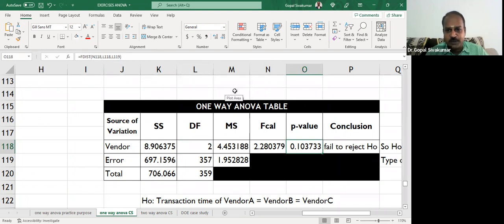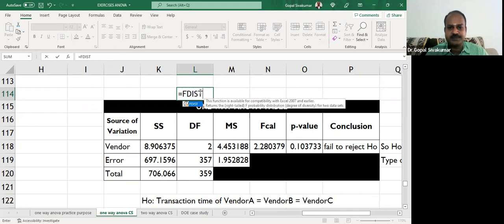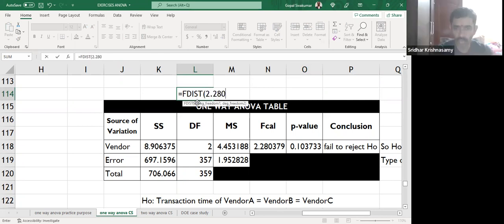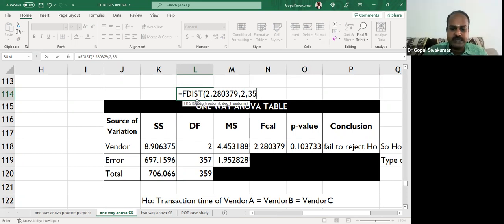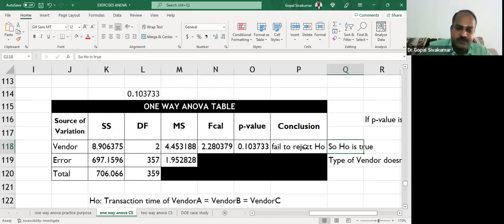Let me try this for you. The formula, let me put it here. Equal to F dist. I choose this function. What is that first I should give? F value. How much is the F value? 2.28. What is the factor degree of freedom? 2. What is the error degree of freedom? 357. Now close the bracket, enter. And your P value is generated. How much is the P value? 0.10. So fail to reject the null. That means we are not going to differentiate the vendor.